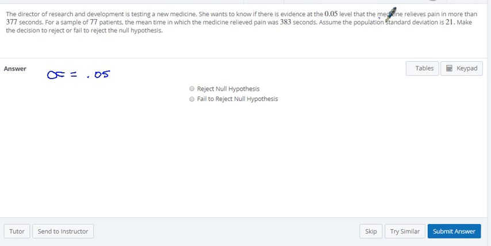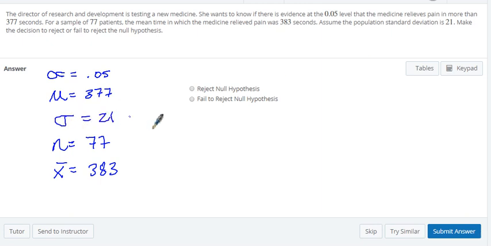We know that we want to see that the medicine relieves pain in more than 377 seconds. So that's our actual sample. Our sample is, excuse me, no it's not. That is actually our mean. And so we know that our actual population mean is 377. We keep reading along. We know that our sample size, how many people we have, is 77 patients. And then it says that out of those 77 patients, when we tested them, we found out that our sample mean was actually 383. And we come back through, and our population standard deviation is going to be 21.